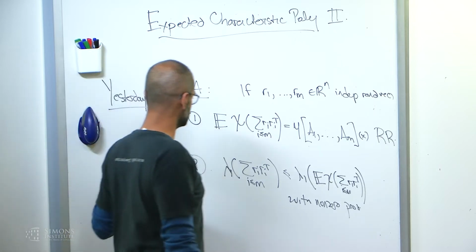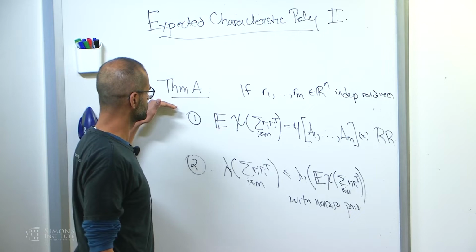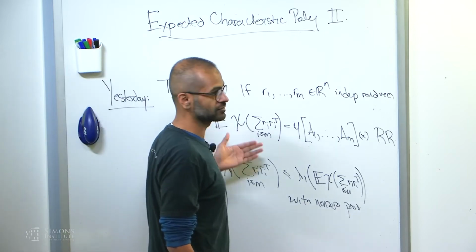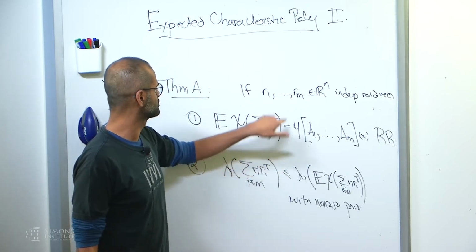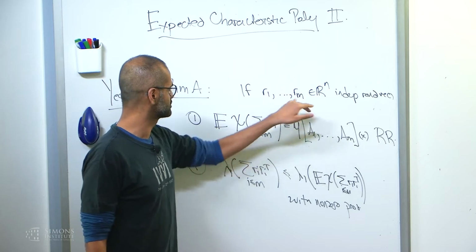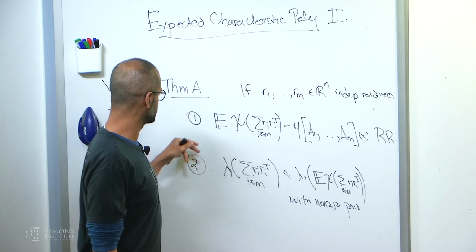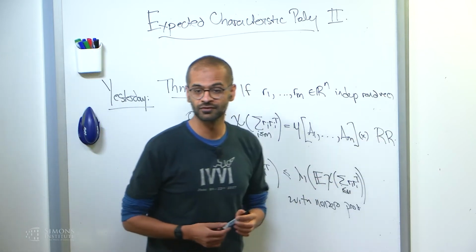So one of the main things we proved is something I'm going to call theorem A, which is a statement about expected characteristic polynomials of certain random matrices. The random matrices were sums of independent rank 1 random matrices. So you have m independent random vectors R1 through Rm. Then the theorem, we proved two things. One is that the expected characteristic polynomial is real rooted. So RR means real rooted.